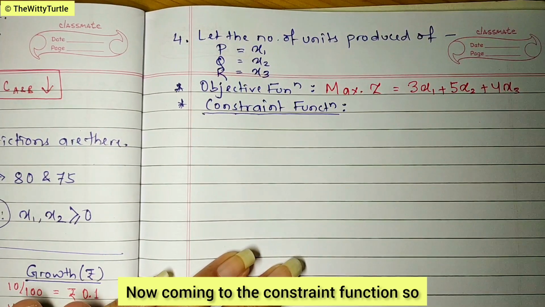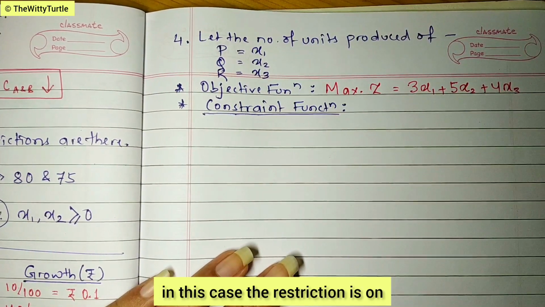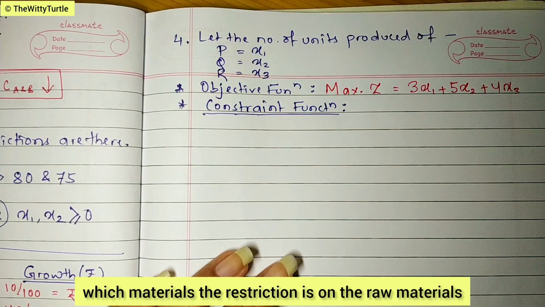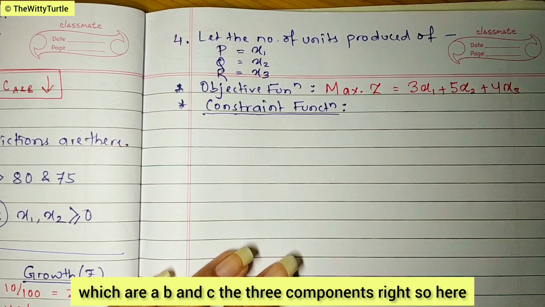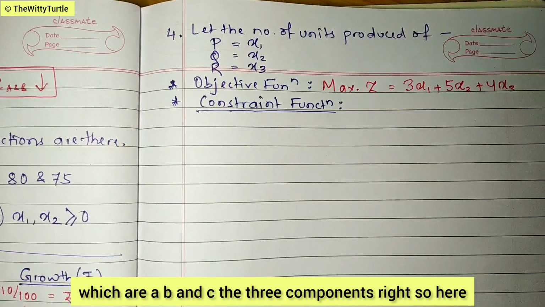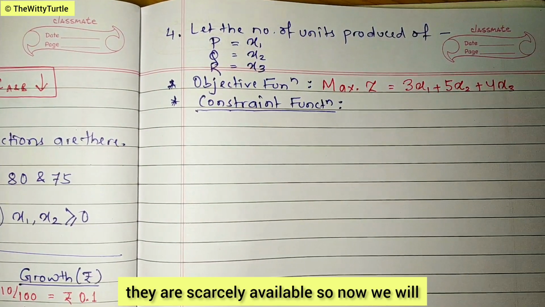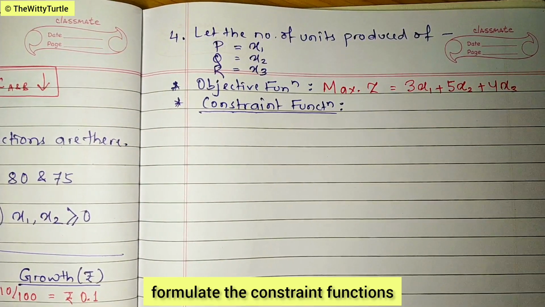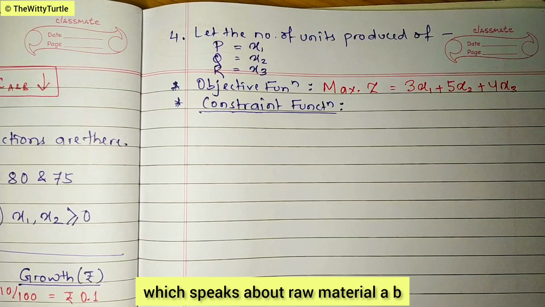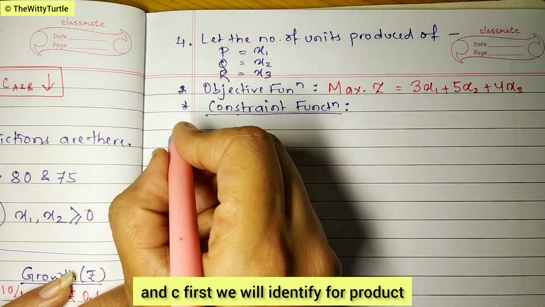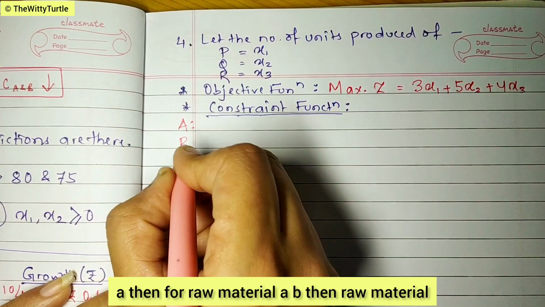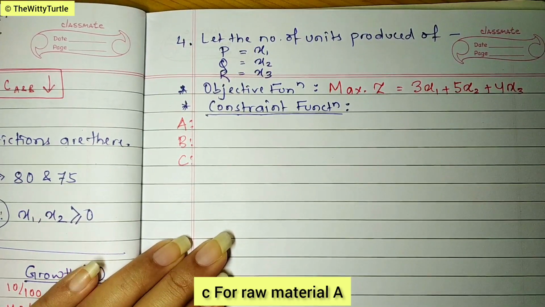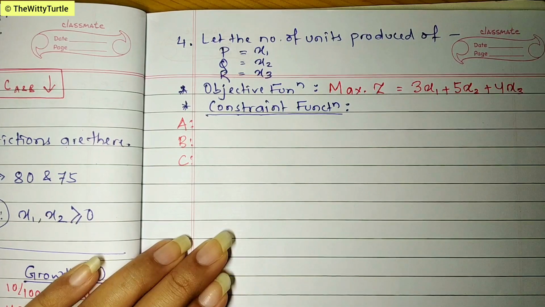Now coming to the constraint function. So in this case, the restriction is on which materials? The restriction is on the raw materials, which are A, B and C, the 3 components, right? So here they are scarcely available. So now we will formulate the constraint functions, which speak about raw material A, B and C. First we will identify for raw material A, then raw material B, then raw material C. For raw material A, the constraint function will be what?